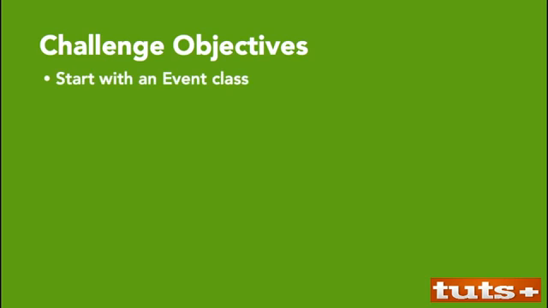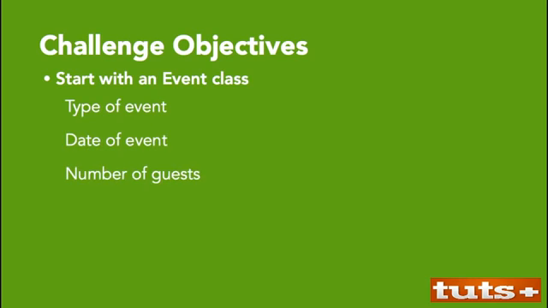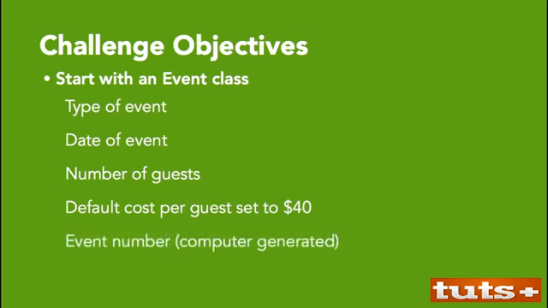The event class will hold specific information about the event, the type of event. Make this a string variable so we can hold things like wedding, retirement, birthday, the date of the event, the number of guests. Let's set a default cost for each guest to $40 inside of the class. And finally, I'd like a computer-generated event number.